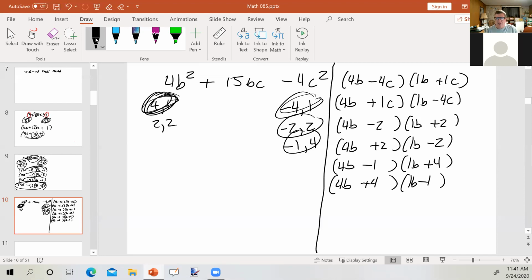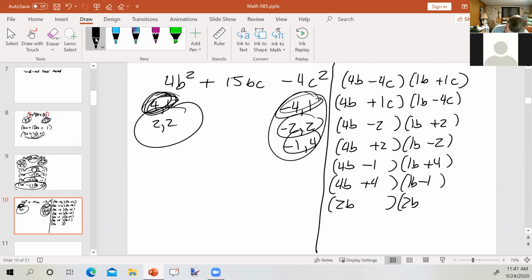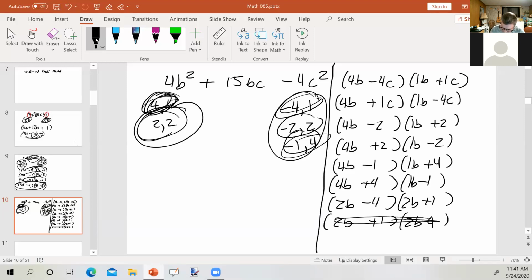So there's 6 combinations, and I'm only halfway done with my possibilities. I haven't considered that with those. Okay, 2b, 2b, minus 4 plus 1, 2b, 2b plus 1 minus 4. Oh, actually, since these two numbers are the same, switching these around doesn't really give us a different possibility. So that's really the same as the previous one.